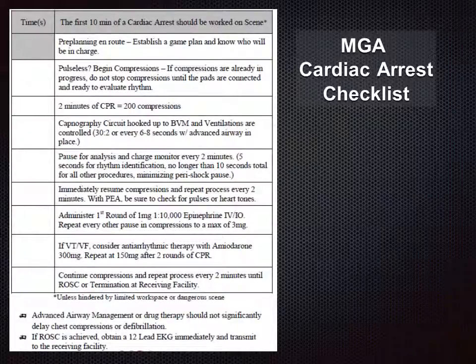If VT or VF, consider antiarrhythmic therapy with amiodarone. That's 300 milligrams. Repeat at 150 milligrams after 2 rounds of CPR. Continue compressions and repeat the process every 2 minutes until ROSC or termination at the receiving facility.